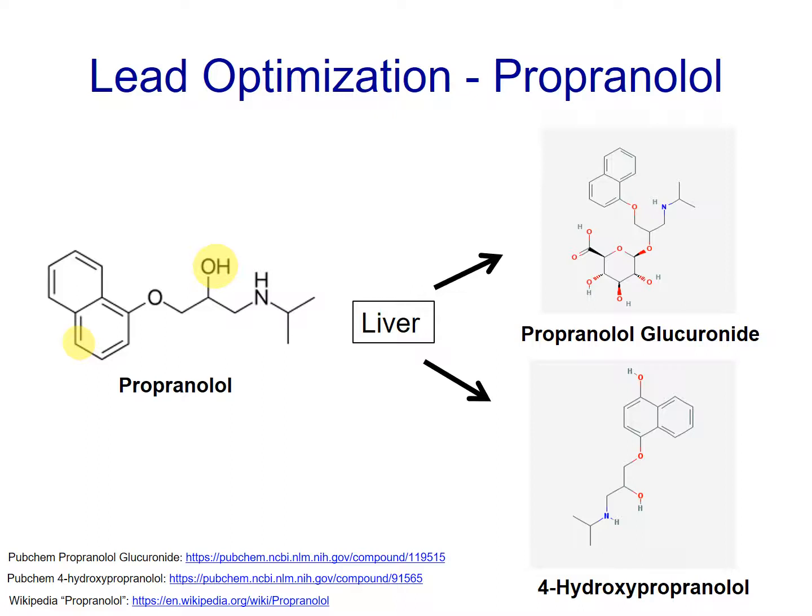However, the main metabolites of propranolol are pharmaceutically active. The drug produces two main metabolites. First, propranolol can undergo conjugation with glucuronic acid at its hydroxyl site to form propranolol glucuronide. Second, the aromatic ring of propranolol can be oxidized to form 4-hydroxypropranolol. This metabolite has the same amount of beta-blocking activity as its parent molecule.